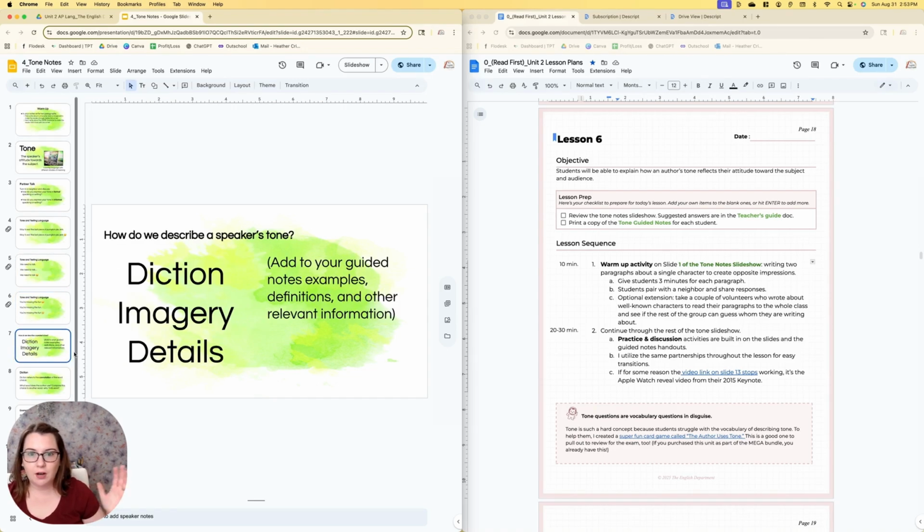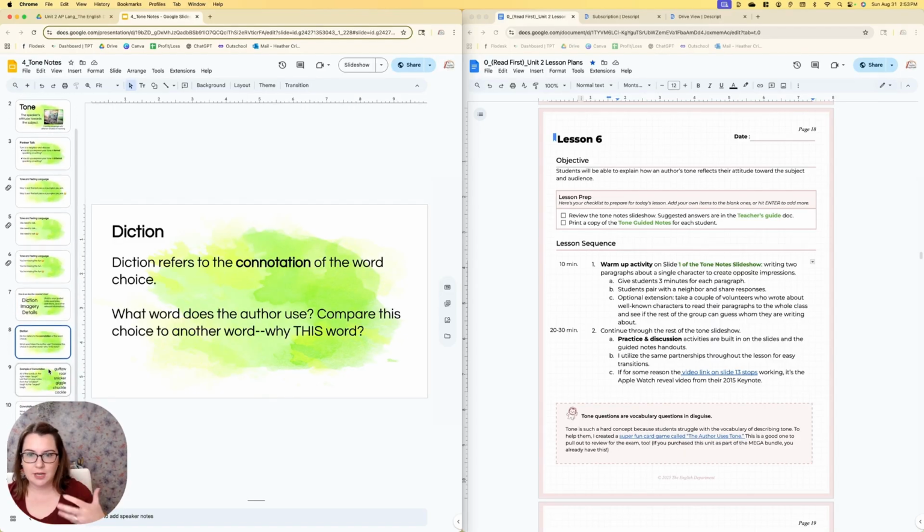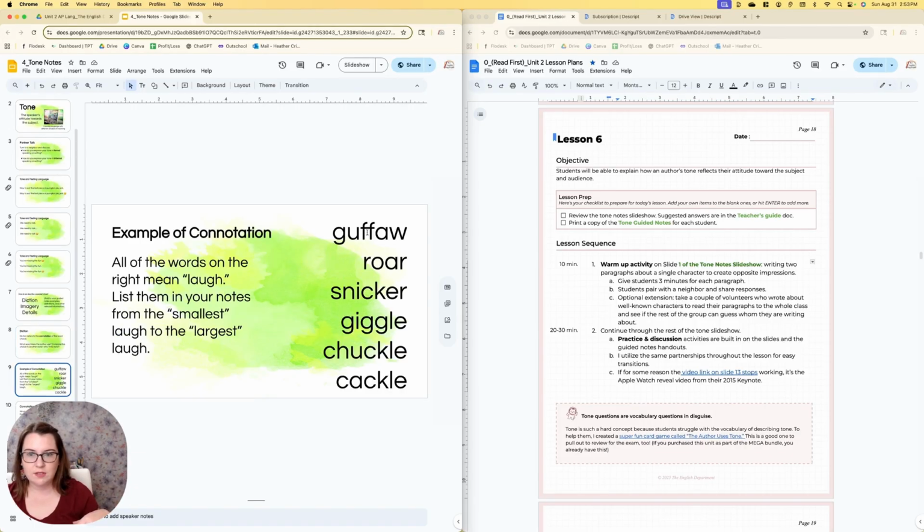We focus our building of tone on three things: diction, imagery, and details. And so we go through several of those things. So diction, we talk about the connotation of the word. Why this word? So we have these examples of different kinds of laughter, and I have them rank them from the smallest laugh, which is usually they put down like a snicker, to the biggest laugh, which is like a roar.